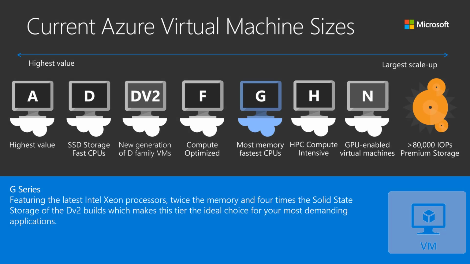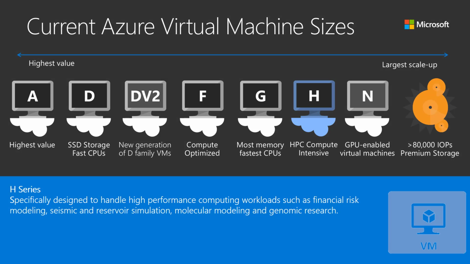Next, we look at the G series, which offers the latest Intel Xeon processors, twice the memory and 4 times the solid-state storage of the DV2 tier. This makes these machines the ideal choice for your most demanding applications. The H series is a new family specifically designed to handle high-performance computing workloads such as financial risk modeling, seismic and reservoir simulation, molecular modeling, and genomic research. They are based on the Intel Xeon E5 processors with DDR4 memory. Now, two of the H-series configurations, the H16R and the H16MR, will also carry a second low-latency, high-throughput network interface card, which is optimized and tuned for tightly coupled parallel computing workloads, such as MPI applications.